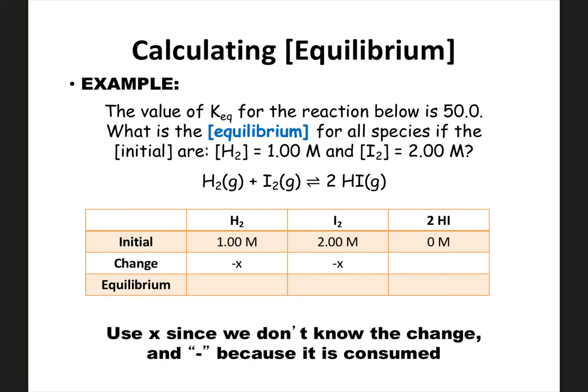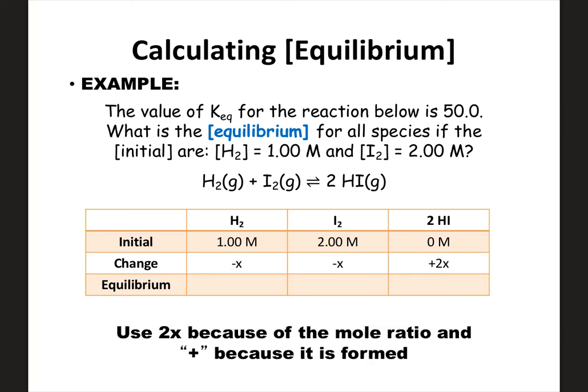It's going to decrease by some value of X here. All right. So now I need to look at what the change would be for the product here. The product is forming, so it's going to be positive, and it's going to be forming some value of X, but because of the mole ratio here, it's going to be forming 2X. So essentially each of these is losing a certain amount, but the product is going to be gaining twice that amount because of the balanced equation here.